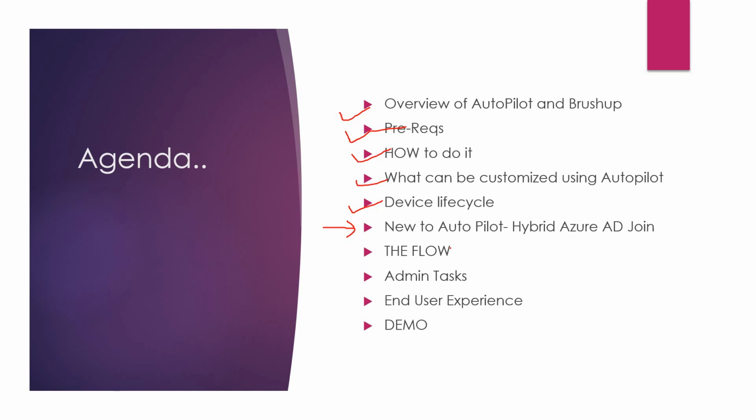The new feature in autopilot which has been introduced since Windows 10 1809, the hybrid Azure AD join autopilot feature. We will talk about that. We will talk about the flow. We will talk about the admin tasks which an Intune admin has to follow in order to set up a hybrid Azure AD join autopilot. We will talk about the end user experience, and we will realize how a hybrid Azure AD join autopilot differs from a normal autopilot as far as the setup is concerned from the admin's end, and as far as the end user's experience is concerned. And then we will do a live demo wherein we will set up the entire thing from scratch. Okay. All right.